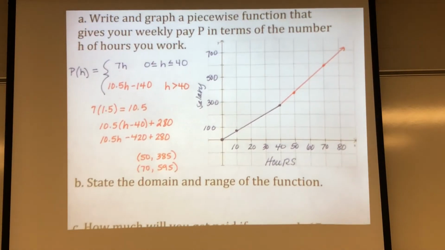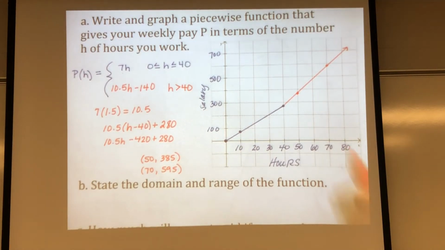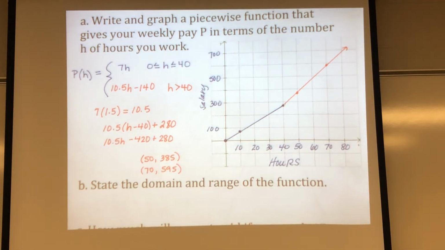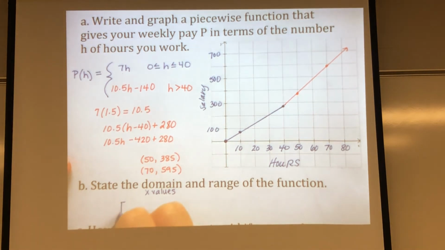But unlike some of the other graphs we did, notice that they connect to each other. We had some that connected before, but some were split. This is definitely a connecting graph. It wants us to state the domain and the range. So domain is our x values, in case you forgot that. So we could work, the lowest amount would be 0 hours.